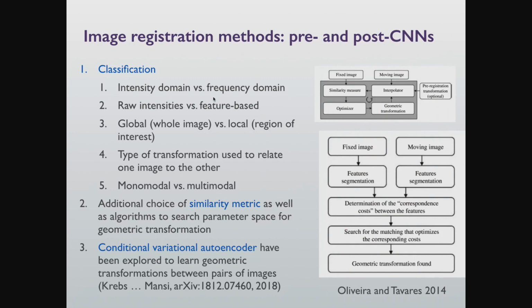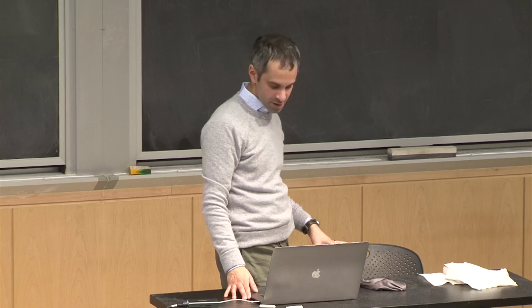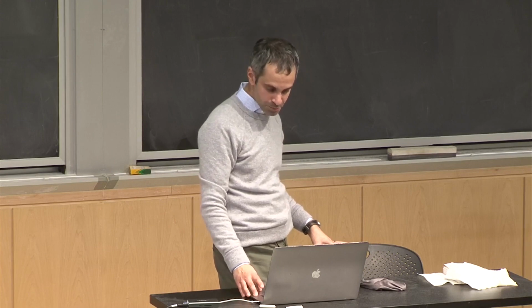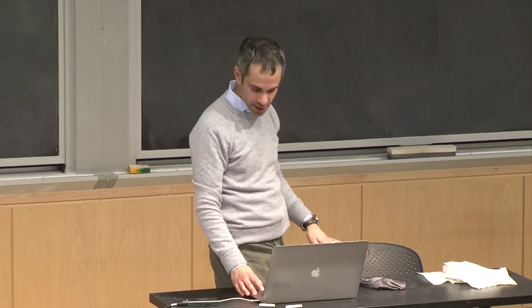So this is the old school way, and now people are starting to use conditional variational autoencoders to learn geometric transformations. This is the Siemens group out in Princeton that has this paper. Again, nothing I'm going to focus on, just wanted to bring it up as an area that remains of interest.